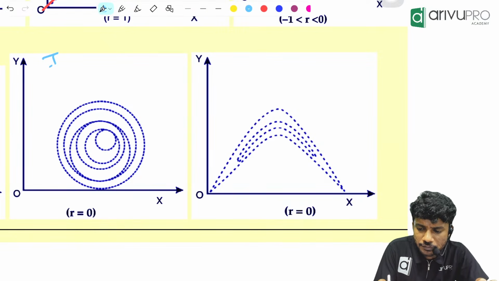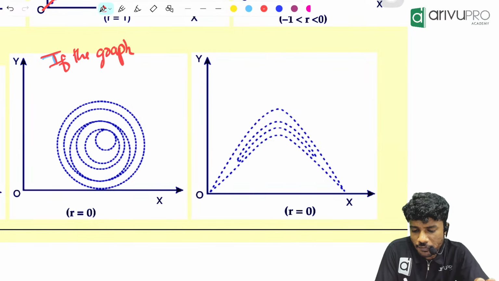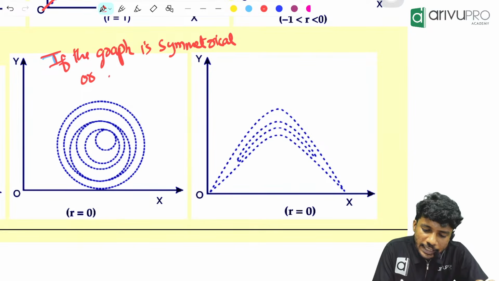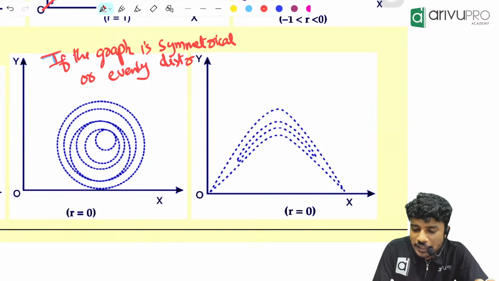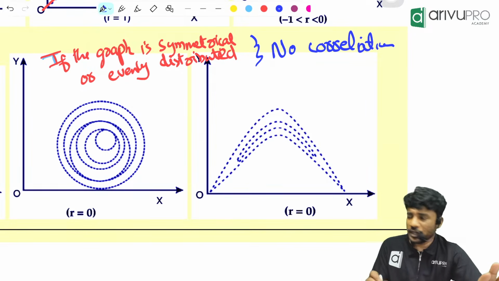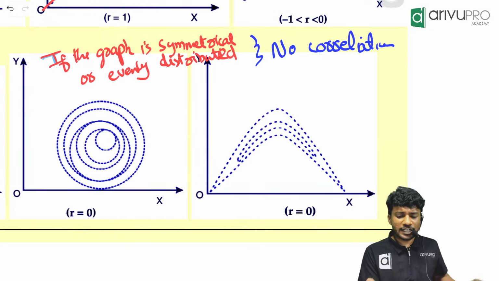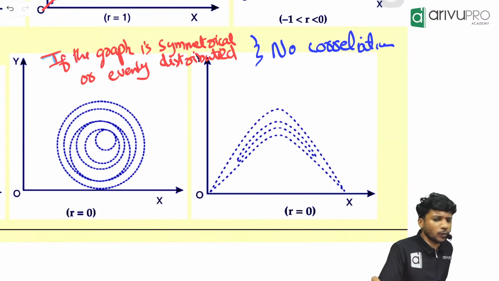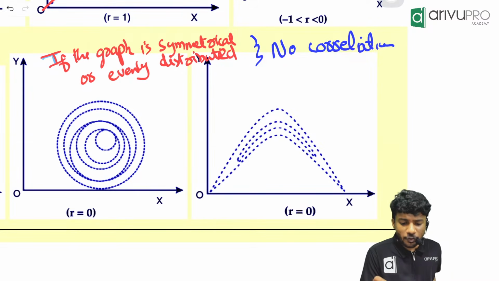Then, if I write two things together, these two graphs. If the graph is symmetrically distributed, or evenly distributed, then it is called no correlation. What did I say, people? Whenever the graph is symmetrically distributed or evenly distributed, then the type of graph is called what, people? No correlation.